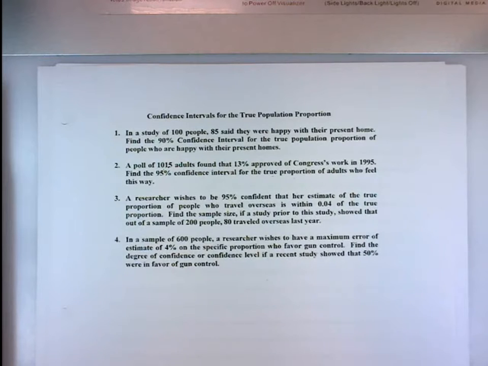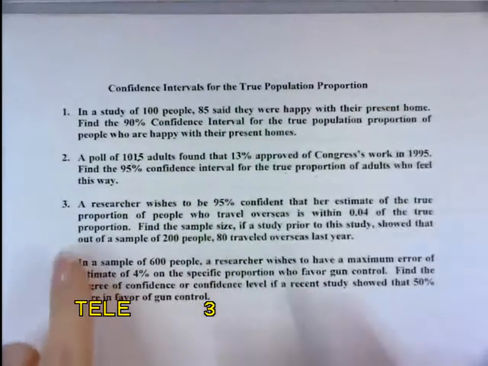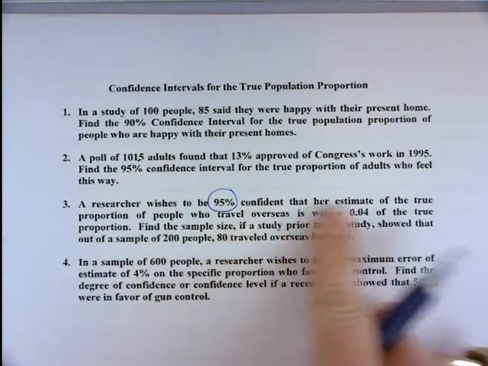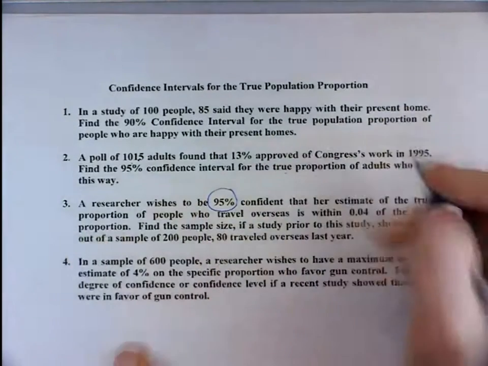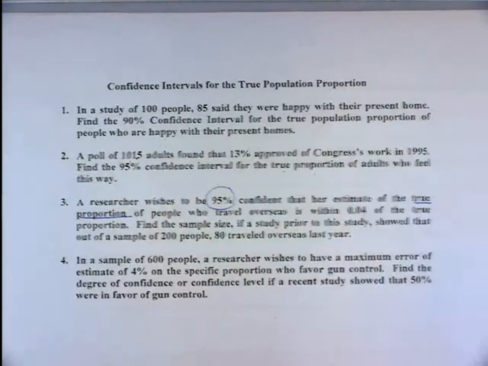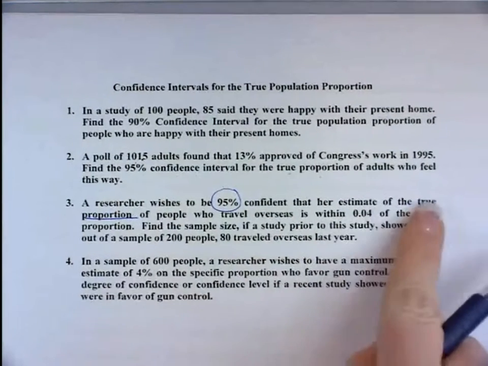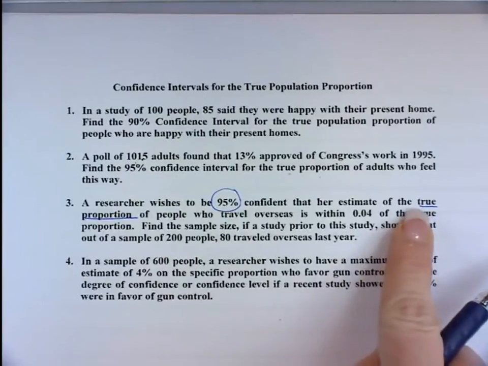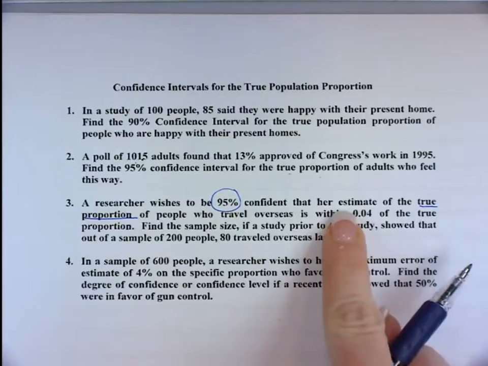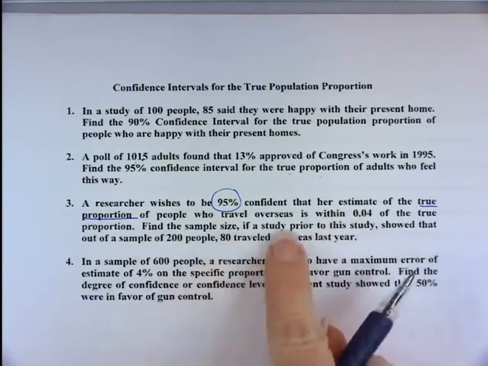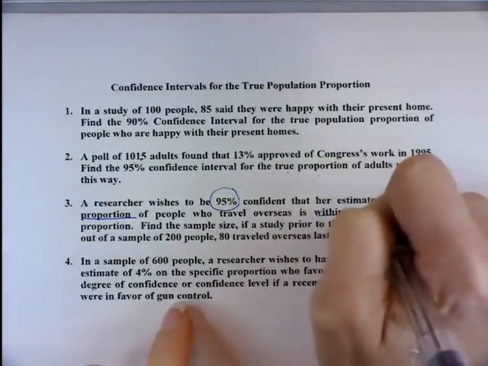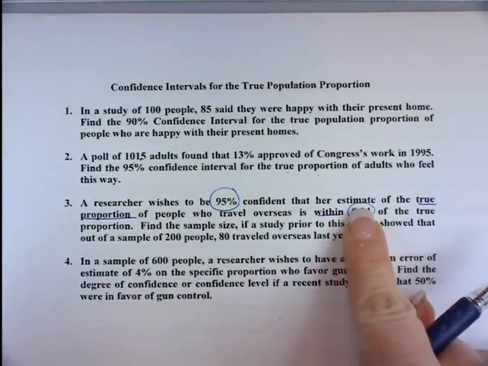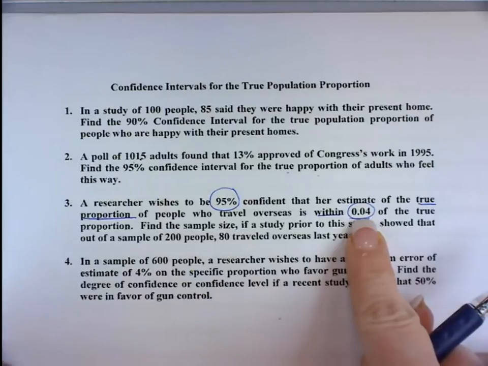A lot going on, so let me show you. A researcher wishes to be 95% confident, that's important, that her estimate of the true proportion, that's important, it does not say true mean. Her estimate of the true proportion would be p hat. Her estimate of the true proportion of people who travel overseas is within 0.04. This person is saying that her margin of error is 4%.